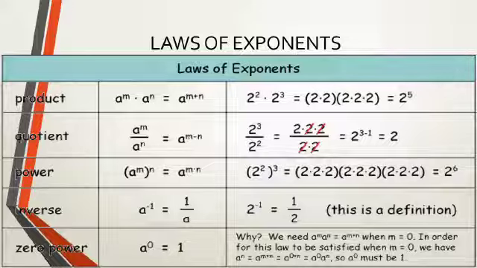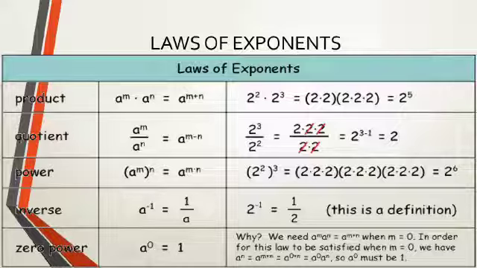Third is a^m whole power n. Then we have to multiply the powers: a^(m into n). See here an example, 2^2 whole power 3. Then we write 2 into 2, 2 into 2, and again 2 into 2. We get 2^6. Inverse: see here, a^(-1) is equal to 1 by a. 2^(-1) equals 1 by 2. Zero power: a^0 equals 1.